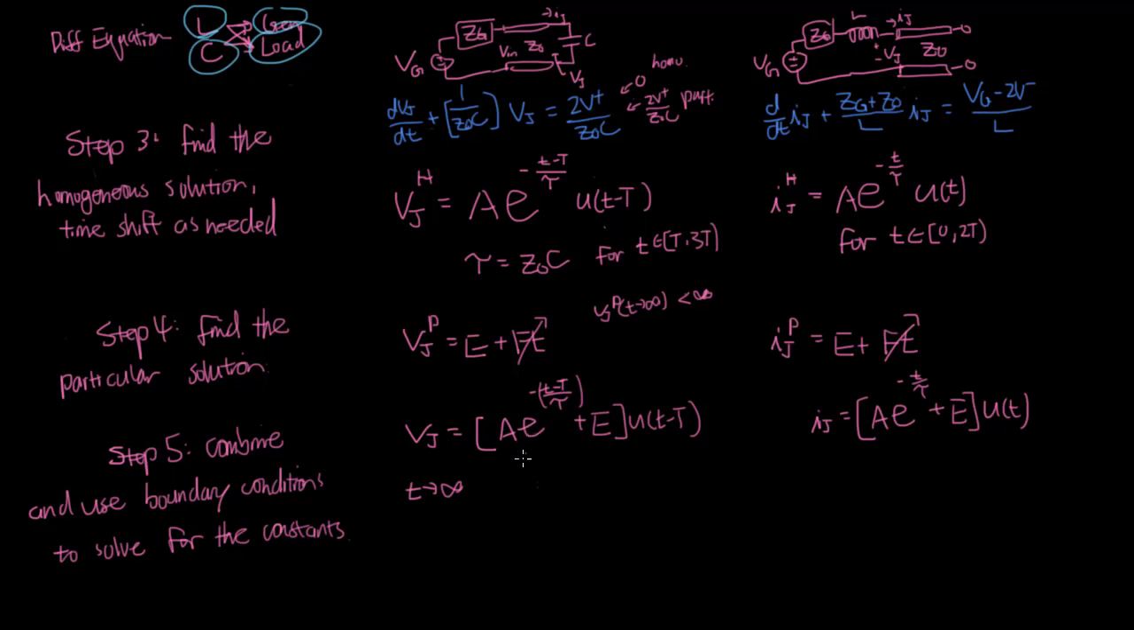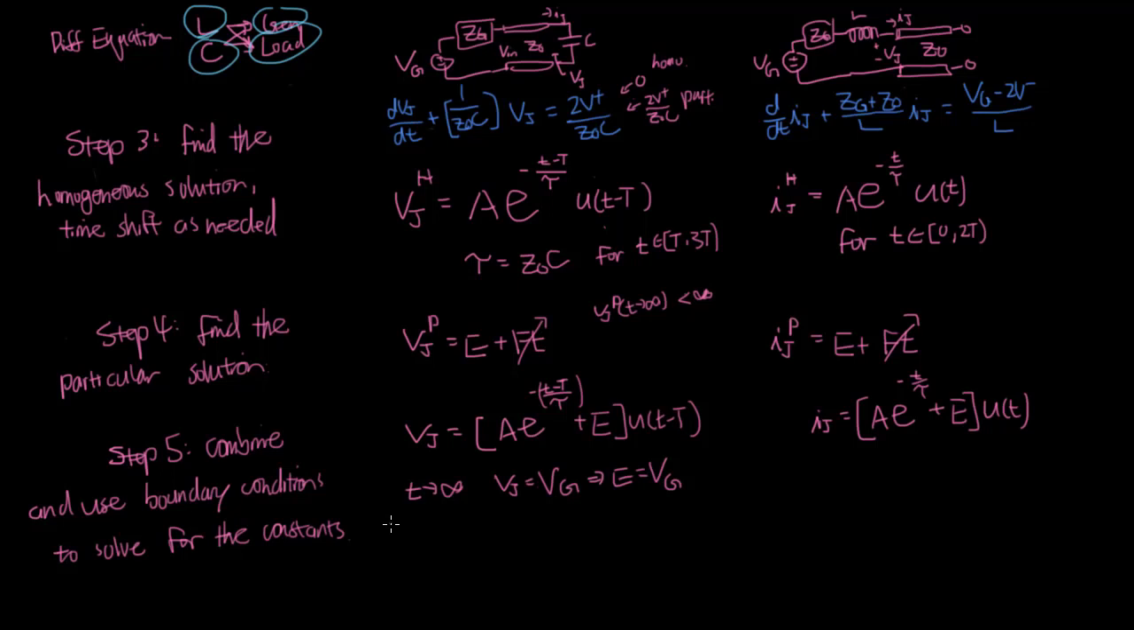Because that one's a little bit easier to solve if we do that one first. So as t goes to infinity, we see in this circuit the transmission line goes away, the capacitor turns into an open circuit, and so the voltage will simply be the generator voltage. So V_j is going to be equal to Vg. As t goes to infinity, this exponential term goes away. So what that means is that E is going to be equal to Vg.